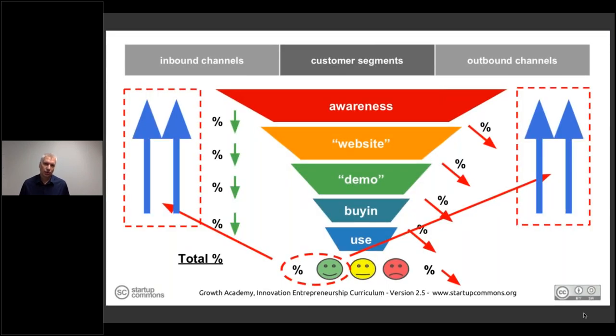So the growth engine really becomes a growth engine once you get the happy customers to become your inbound and outbound channels organically. So that's why you want to work not only the whole funnel, but you have to also work at the product level to improve the experience, give users of the product moments of delight and happiness.